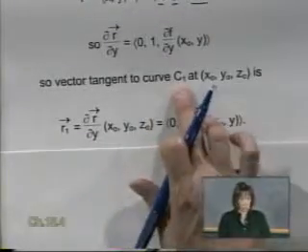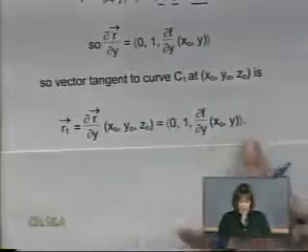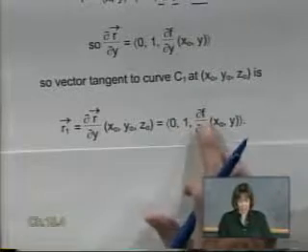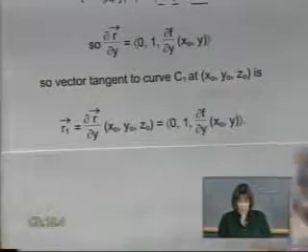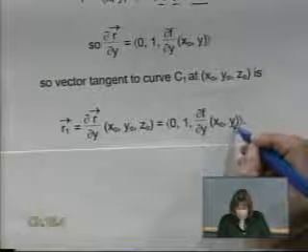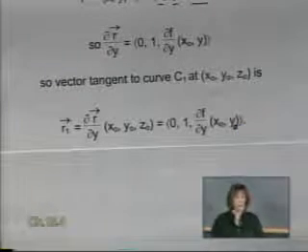that's tangent to the curve C1, can be represented as 0, 1, and the partial of f with respect to y evaluated at x naught. Oops, we should have had a y naught there. X naught, y naught. I apologize.